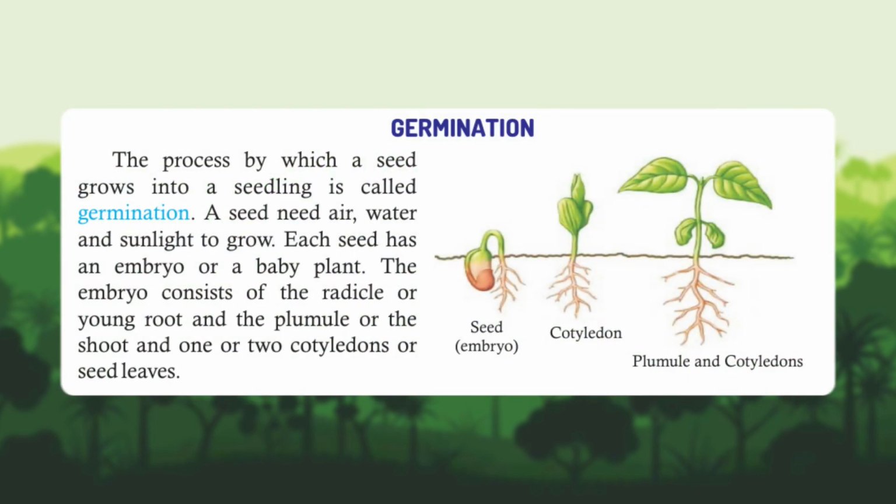Germination. The process by which a seed grows into a seedling is called germination. A seed needs air, water and sunlight to grow. Each seed has an embryo or a baby plant. The embryo consists of the radicle or young root and the plumule or the shoot and one or two cotyledons or seed leaves.